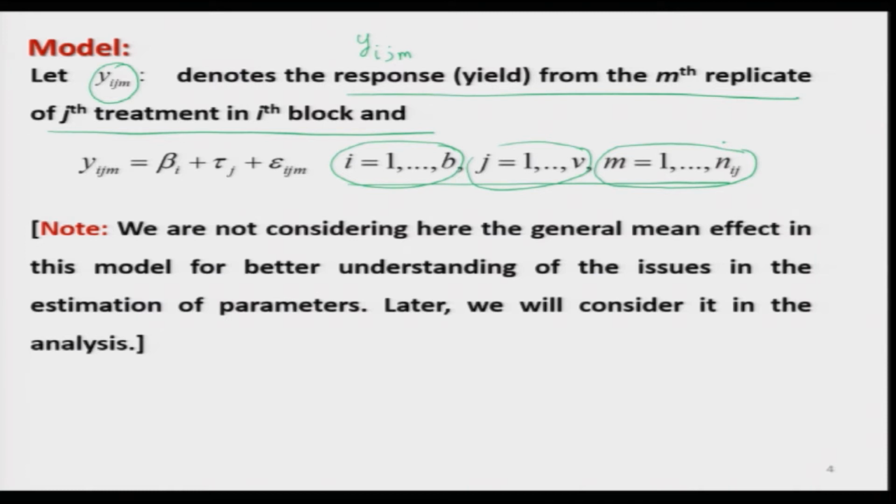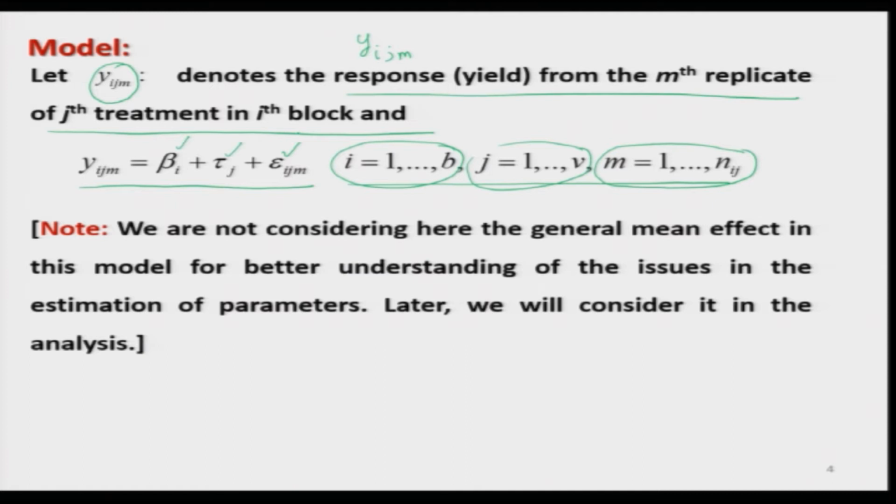So, now we are going to consider this setup, and we are going to consider this Yijm in the form of a two-way model. So, let us express Yijm is equal to beta i plus tau j plus epsilon ijm, where beta i is the block effect from the ith block, tau j is the treatment effect from the jth treatment, and epsilon ijm, as we know, is the random error component.